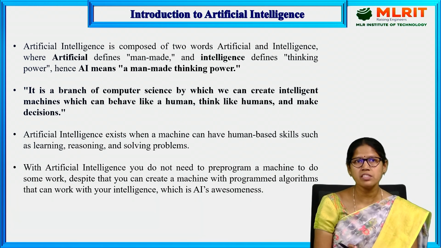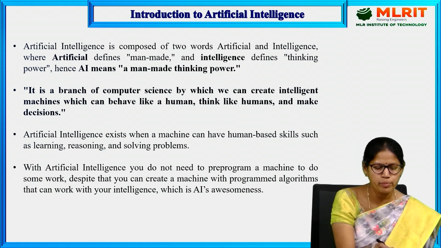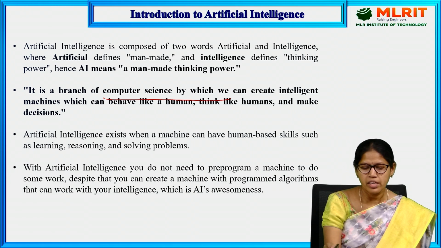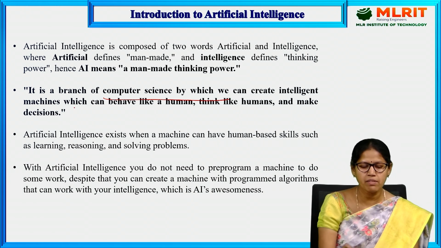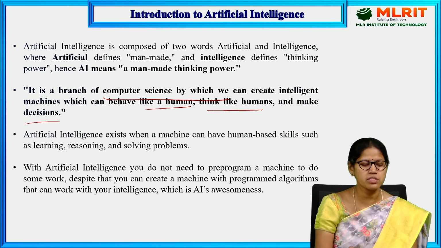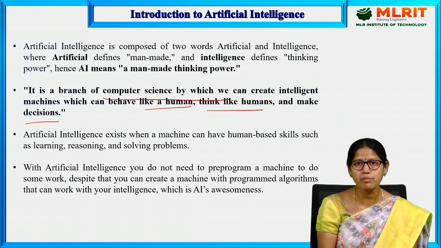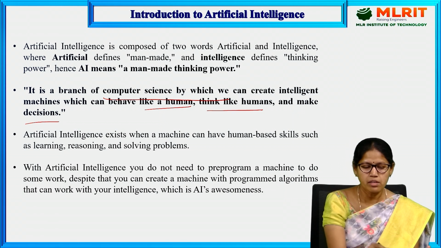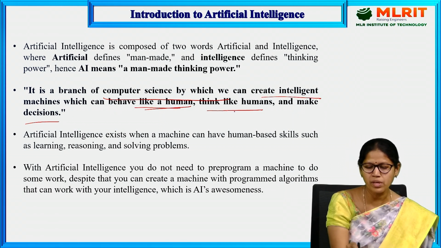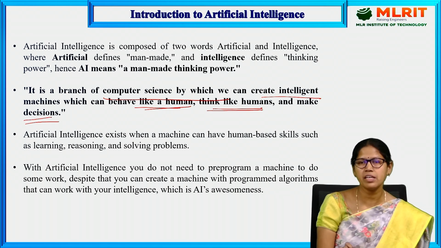The definition of artificial intelligence is, it is a branch of computer science by which we can create intelligent machines which can behave like a human, think like a human and make decisions. It is a branch of computer science with different subfields, creating intelligent machines which behave like a human, think like a human and make decisions.